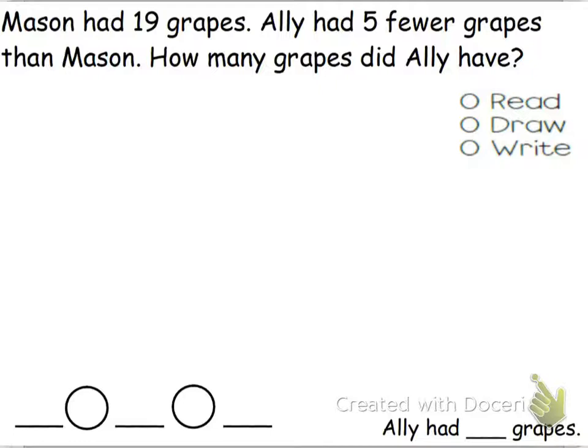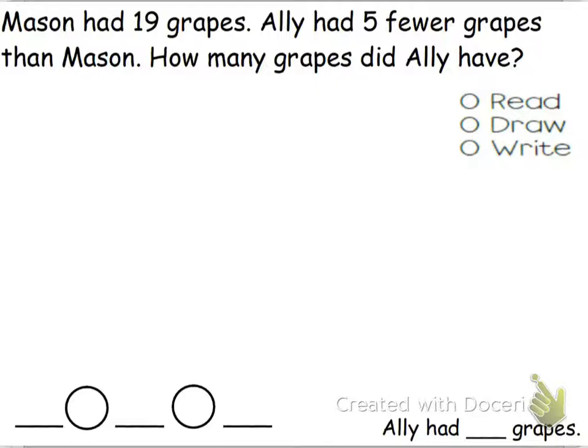So now I'm going to read it again. Let's talk about what's going on. Mason had 19 grapes. Allie had 5 fewer grapes than Mason. How many grapes did Allie have? Mason had 19. Allie had 5 fewer than Mason. So Allie had 5 fewer than 19. So how many grapes did Allie have? So we have to figure that out.